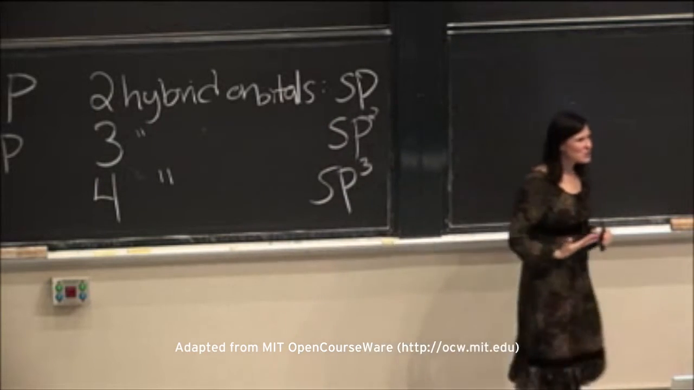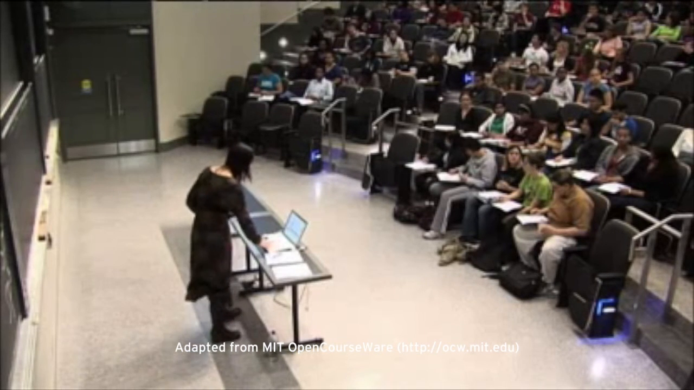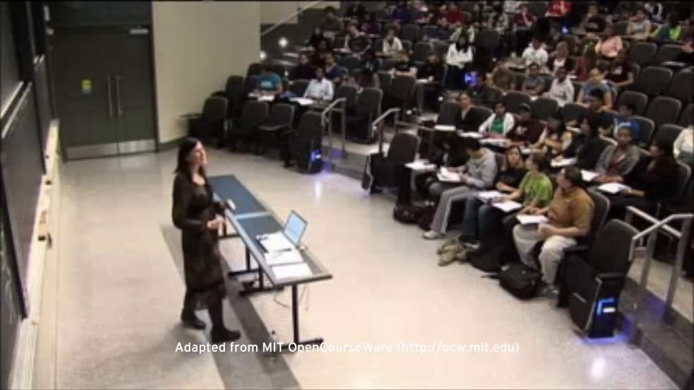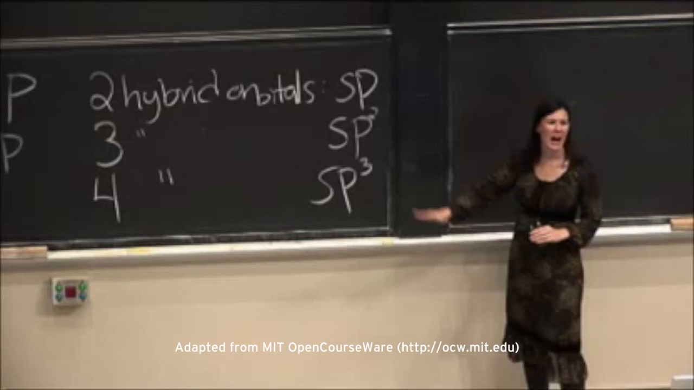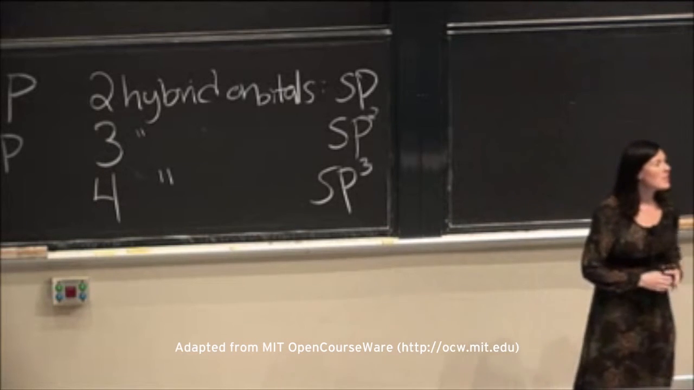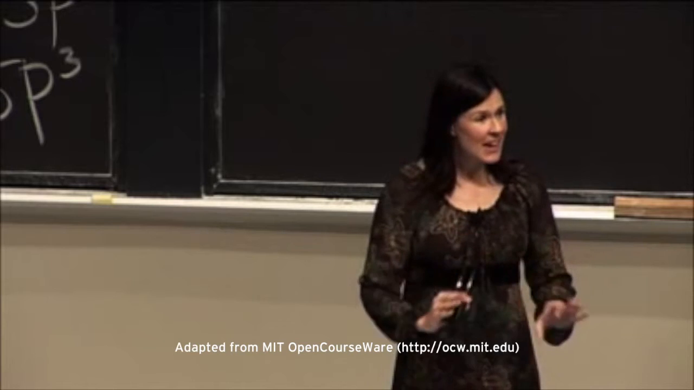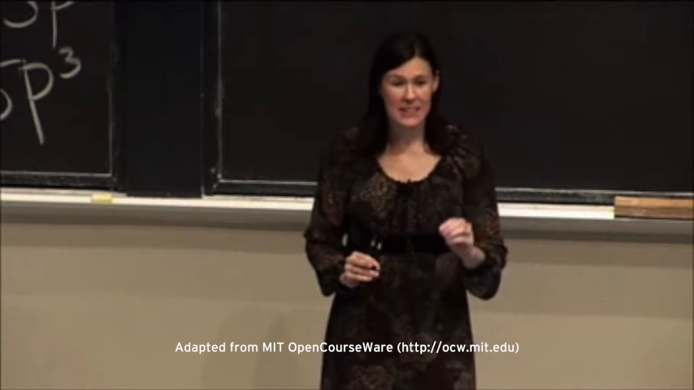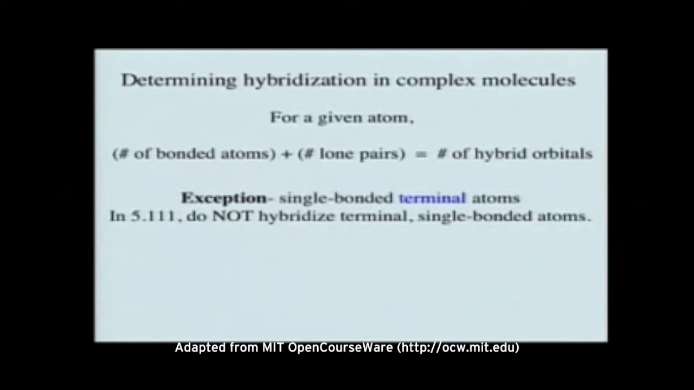Let's go ahead and do an example to make sure that we can all do this. But first, let me mention an exception. The one exception to thinking about how many hybrid orbitals you have is in the case of single bonded terminal atoms. For a terminal atom that has a single bond, you're not going to hybridize it, so don't change anything. It's just going to be one of the p orbitals, unless you're talking about hydrogen, in which case it will be an s orbital that overlaps.